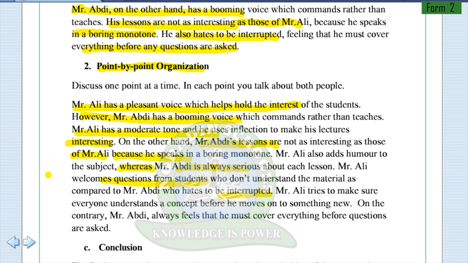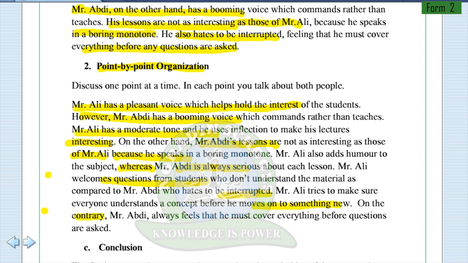Mr. Ali tries, that means we are going to try, Mr. Ali tries to make sure everyone understands a concept before he moves onto something new. Before he passes to the second lesson, he tries to make sure every student understands or not. On the contrary, that means on the opposite way, Mr. Abdi always feels that he must cover everything before a question is asked.